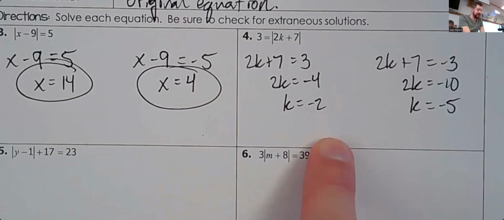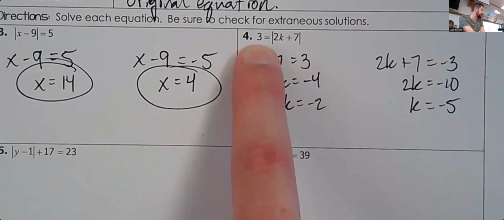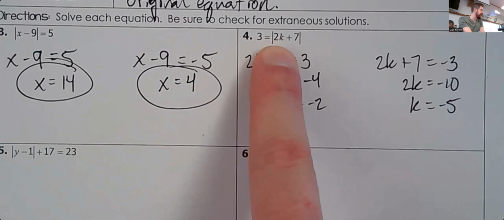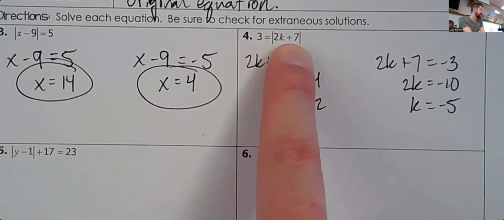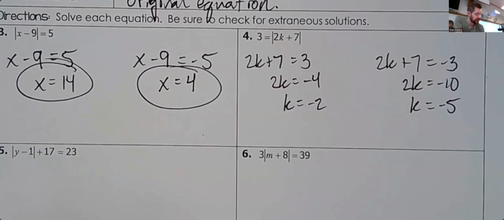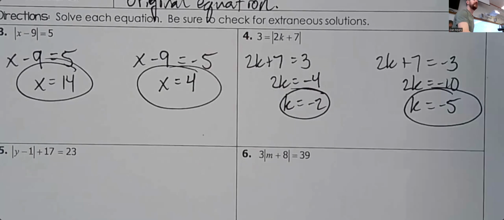And if we plug them back in here, let's see, 2 times -2 is -4. -4 plus 7 is 3. The absolute value of 3 is 3. That checks out. 2 times -5 is -10. -10 plus 7 is -3, which has an absolute value of 3. So again, both of those answers work perfectly fine. So we will accept both of those as correct.